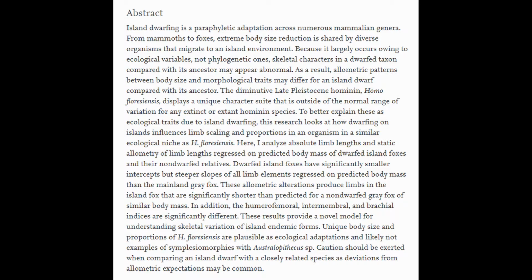There's a whole suite of those kind of characters all across the skeleton of Homo floresiensis that you won't find in Homo erectus, and that's what's kind of being said here. Simply just saying that Homo floresiensis is a dwarfed version of erectus misses the nuance.